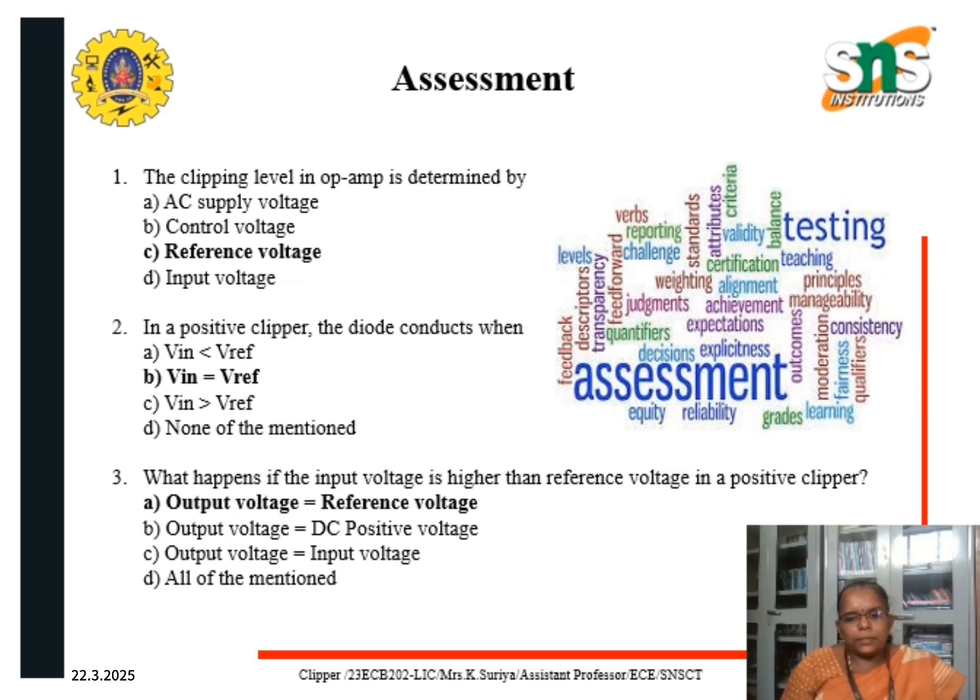What happens if the input voltage is higher than the reference voltage in a positive clipper? The options are: output voltage is equal to reference voltage, output voltage is equal to DC positive voltage, output voltage is equal to input voltage, and all of the mentioned. The answer is output voltage is equal to reference voltage.